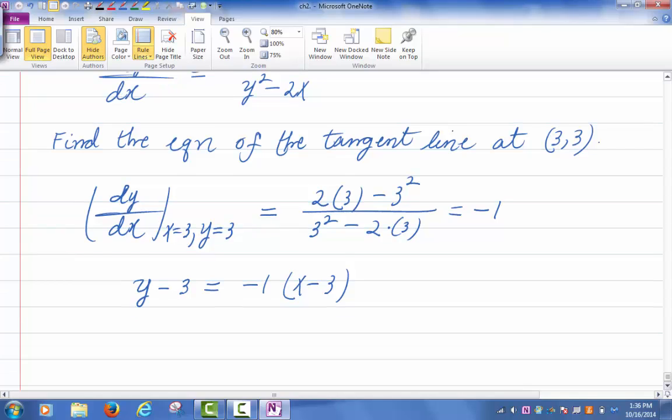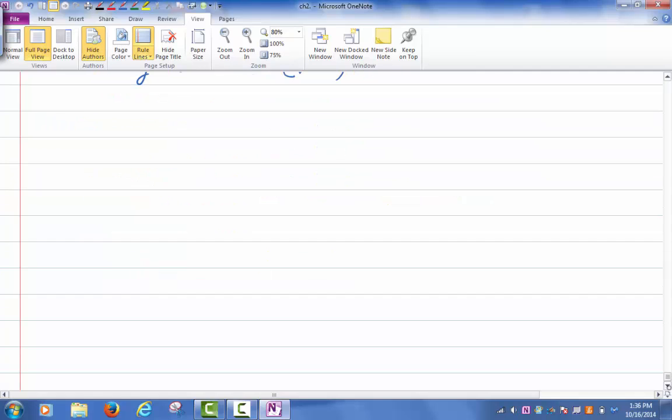Okay, let's look at a different example. Let's say we have the following equation: square root of xy equals 1 plus x squared y. And again, I have to find the derivative of y with respect to x. And how would I find it?